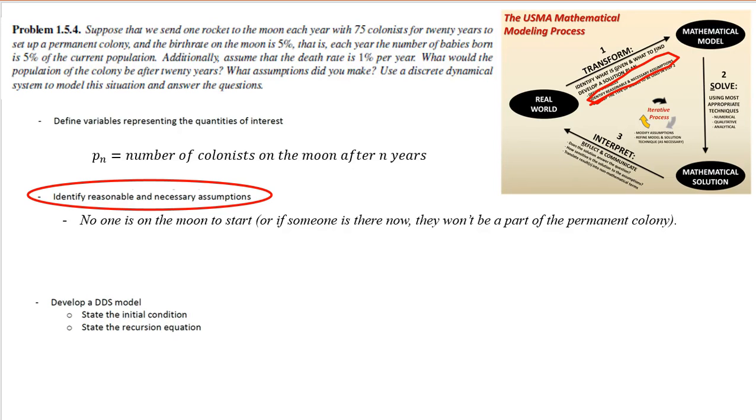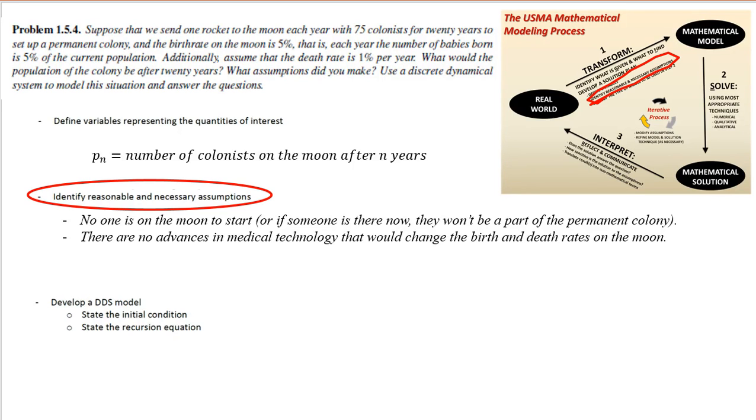Let's think about some other assumptions that we need to make to progress with our model. I'm going to make the assumption that there are no advances in medical technology that would actually change the birth or the death rates on the moon. Our problem specifies the birth rate at 5% and the death rate at 1%. And I want these to be consistent throughout these 20 years of this permanent colony on the moon.